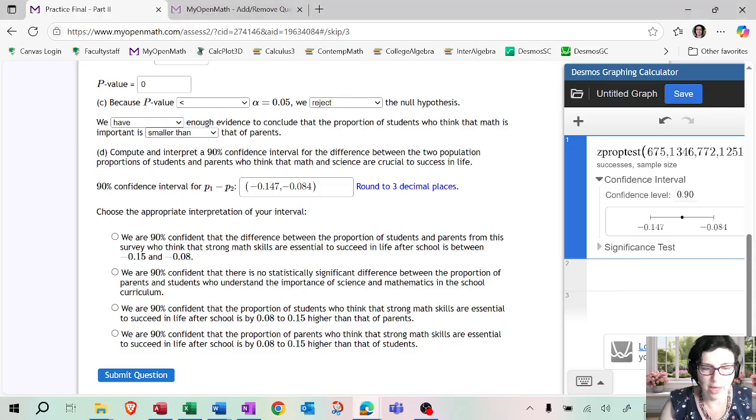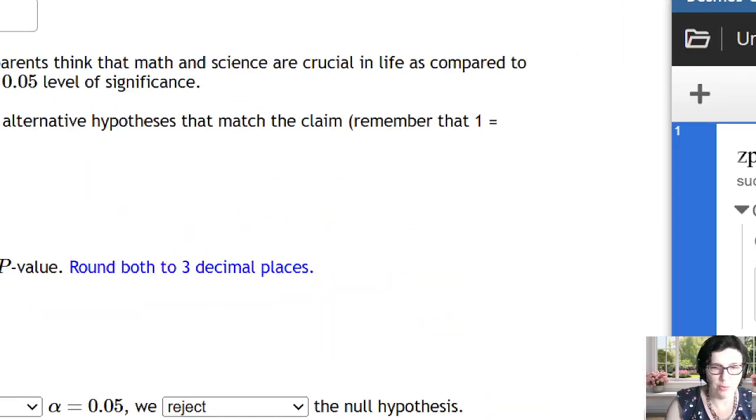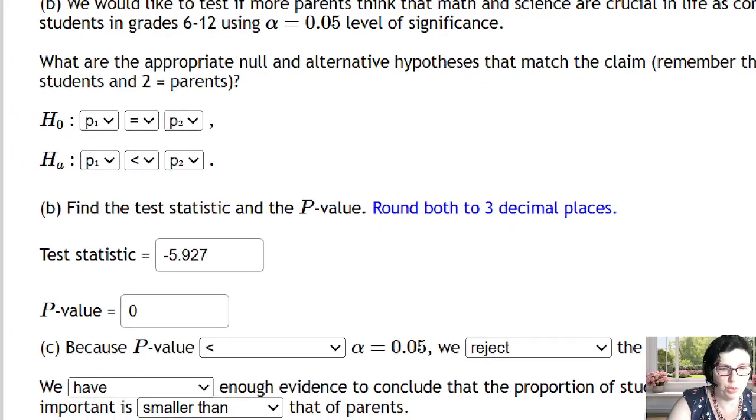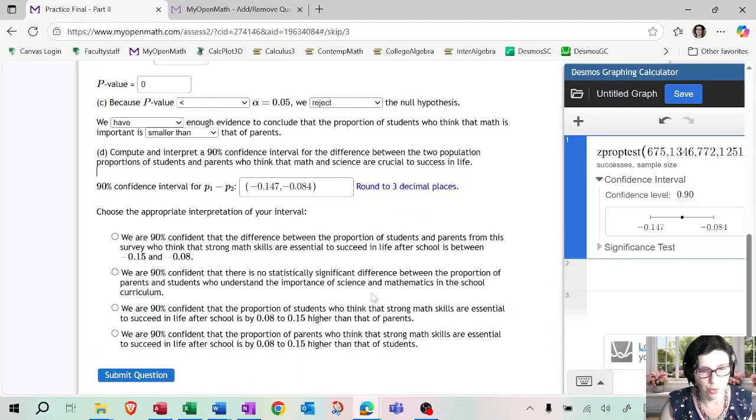Okay, so looking at our cases, this is a minus minus. So the second one is larger than the first. But what was the second? Look at over here. Do you see how number 1 was students and number 2 was parents? So parents are supposed to be larger because it's the second one. So look for the choice that says we are 90% confident that more parents think that math skills are important, and it should also make sense according to what you think should happen, and that would be parents think it's more important than students.